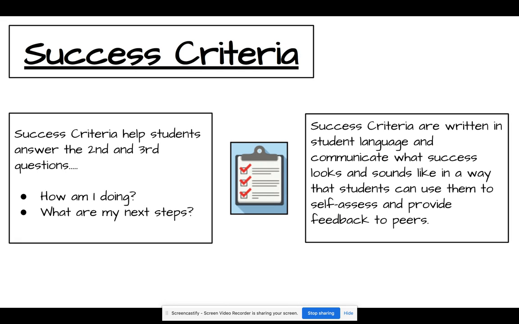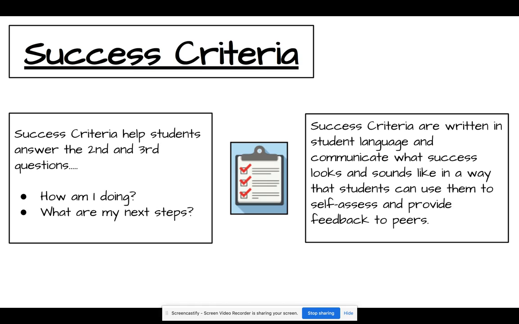Really, this is the linchpin piece that makes learning intentions worthwhile. Without success criteria, learning intentions aren't going to take you much of anywhere. With success criteria, the research is emphatic that this is a major difference maker in terms of kids becoming self-assessors and achievement going through the roof. This helps kids answer, how am I doing and what are my next steps?